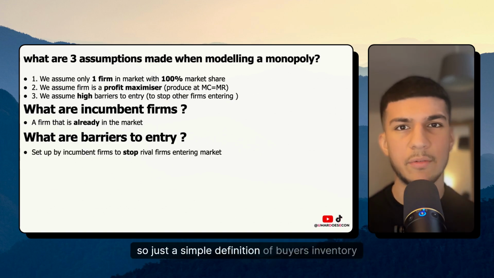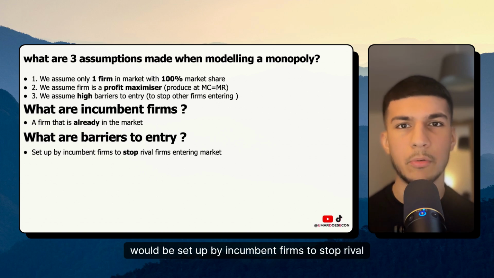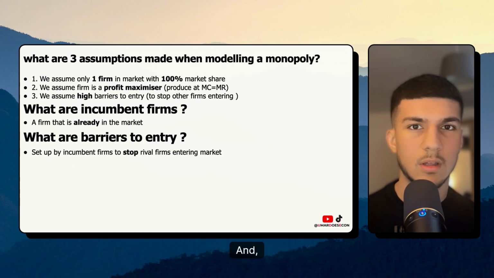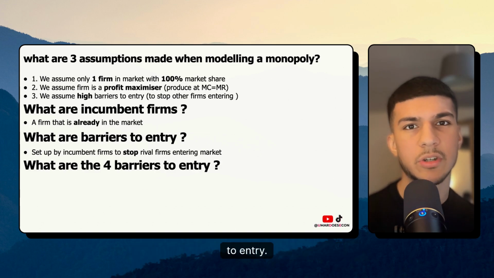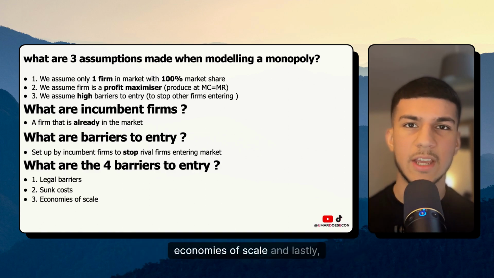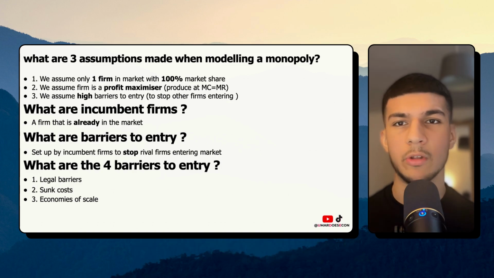So just a simple definition of barriers to entry would be set up by incumbent firms to stop rival new firms from entering the market. There's lots of different types of these barriers to entry. So there are legal barriers, sunk costs, economies of scale, and lastly, brand loyalty. And we'll go a bit more into depth with all of them now.